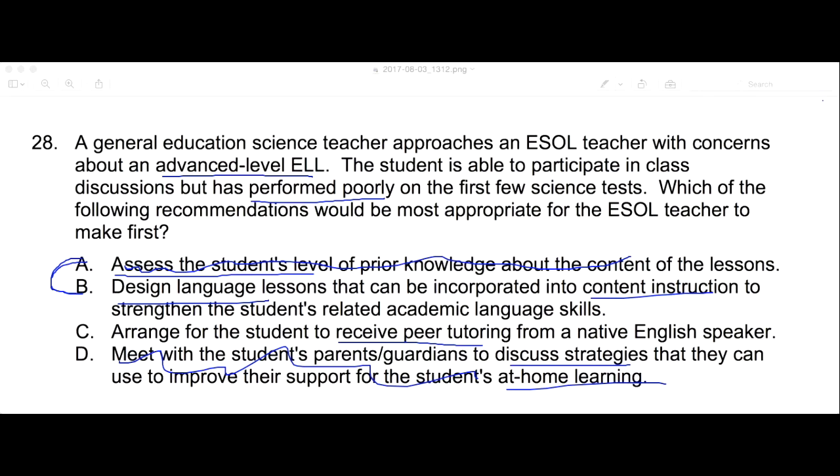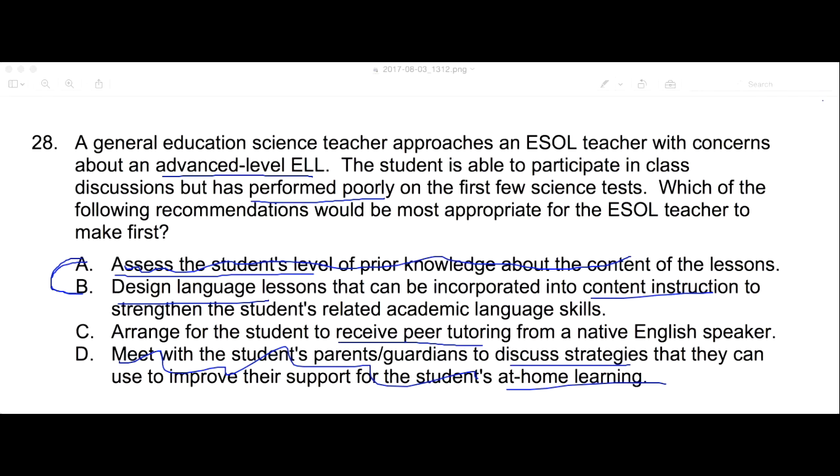Well, as a teacher, if they have a lack of content connection and they're an ELL student, B would be your best choice. Design language lessons that will be incorporated into content instruction to strengthen the students' related academic language skills. Here it is right here. Strengthen the students' related academic skills. Remember what we said. Key word and phrase in the answer, content instruction. If they're not getting the content, they're performing poorly on the test. So that is why the best recommendation would be B.